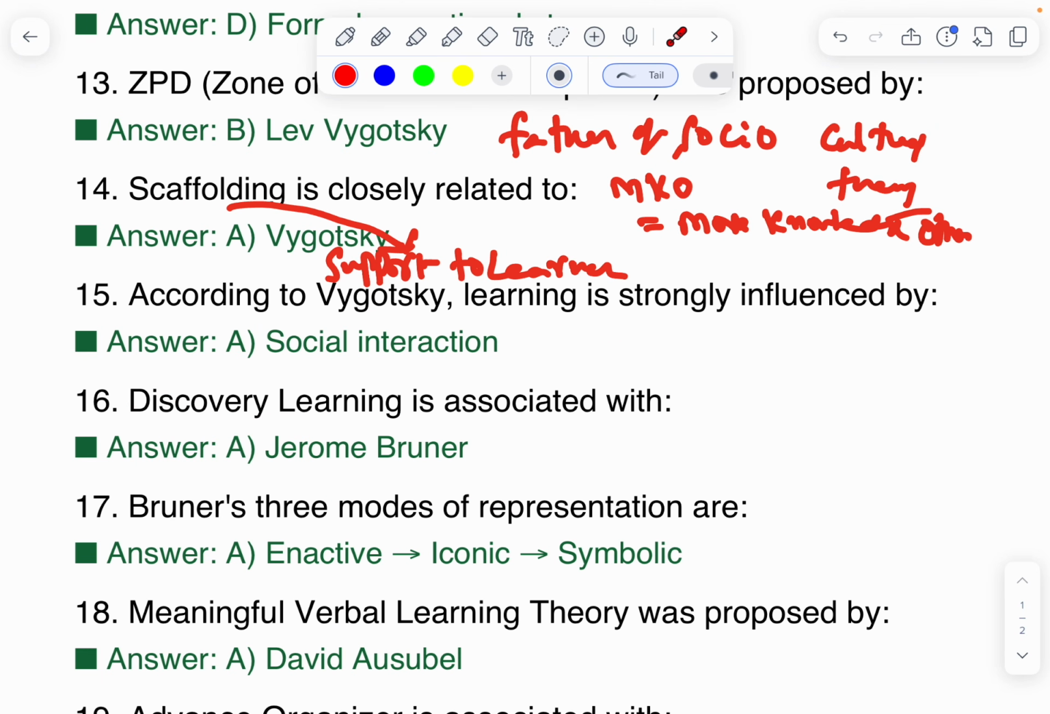Discovery learning: Bruner. Bruner's three modes: enactive, iconic, and symbolic. Enactive means learning through actions and doings. What is meant by iconic? It is images or pictures. What is symbolic? Symbols, language, and abstract ideas.